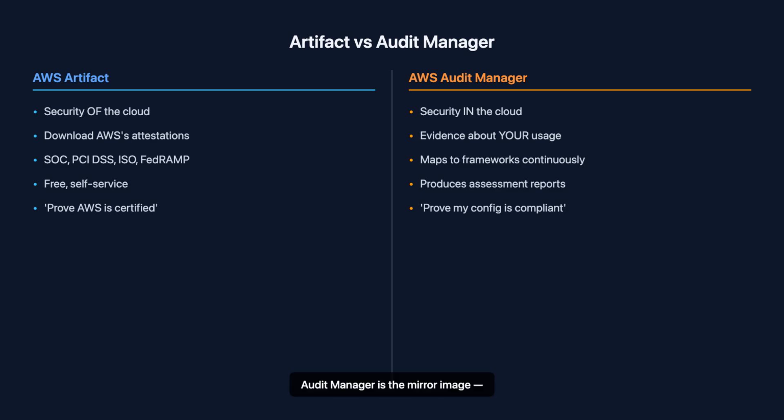Audit Manager is the mirror image, security in the cloud. It continuously collects evidence about your own usage, maps it to compliance frameworks, and produces assessment reports. Its job is proving your configuration is compliant. Auditor wants Amazon Web Services report, think Artifact. You need evidence about your own setup, think Audit Manager.